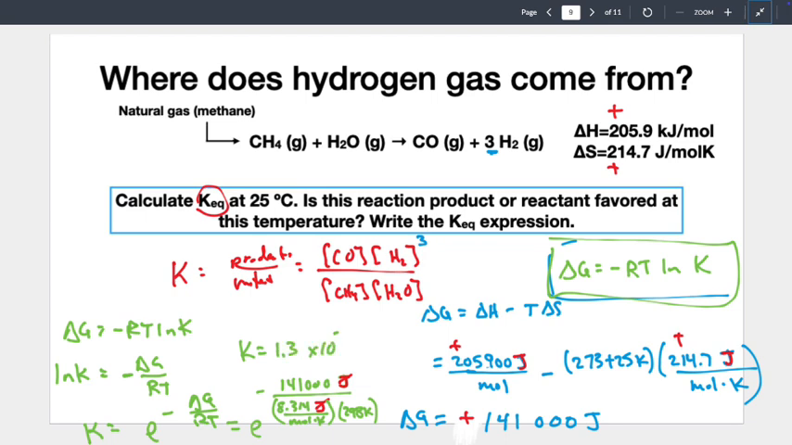1.3 times 10 to the negative 25, if I did that right. We did have an issue there, but you're getting secondary confirmation. Okay. That's what I got. Okay. So we now have the K.